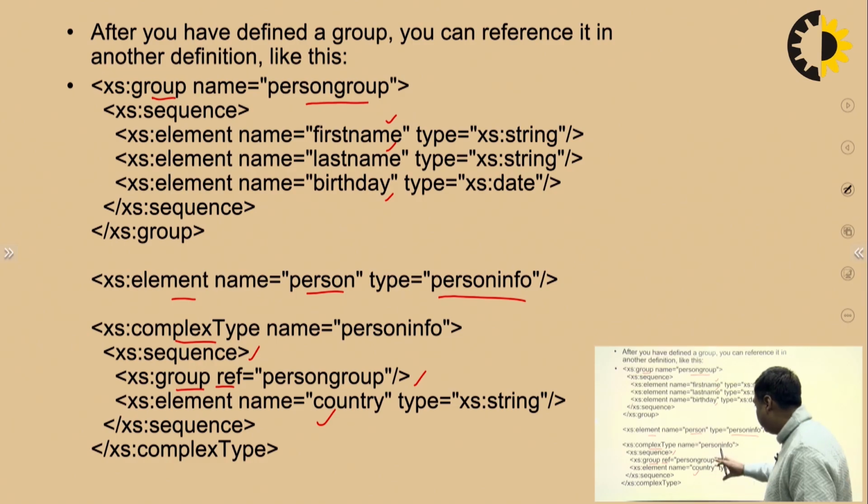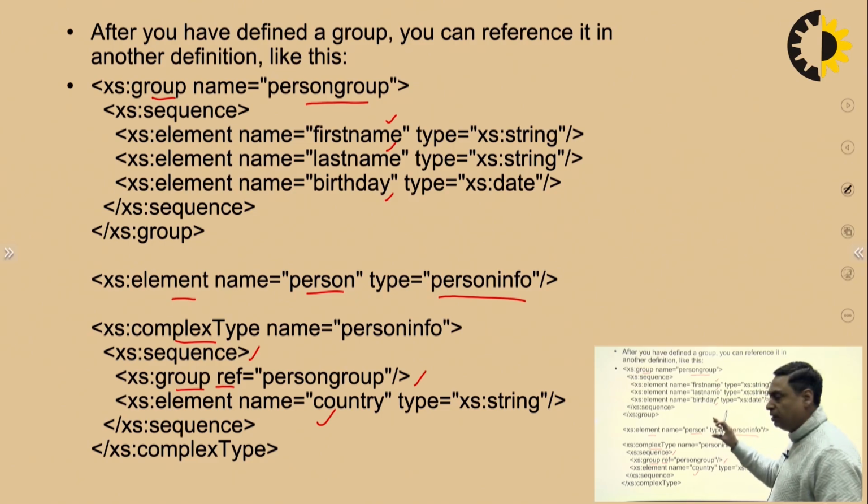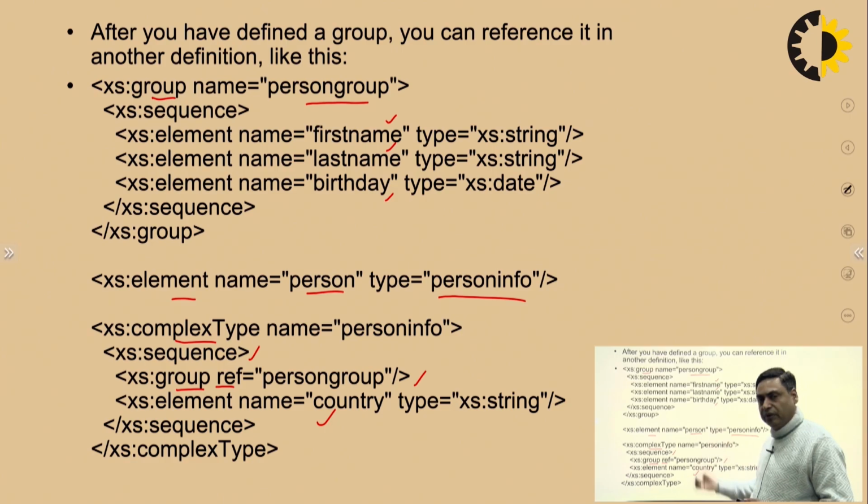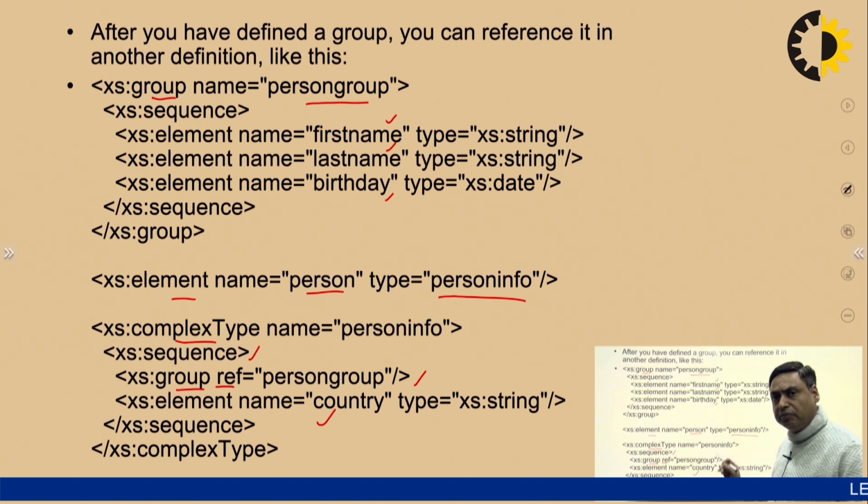So this is the way we refer to a group. By making a group, you can refer to it many times. Instead of putting the elements here, it is better to group the elements, and you can refer to them in many other element definitions. So this is the example of a group element.